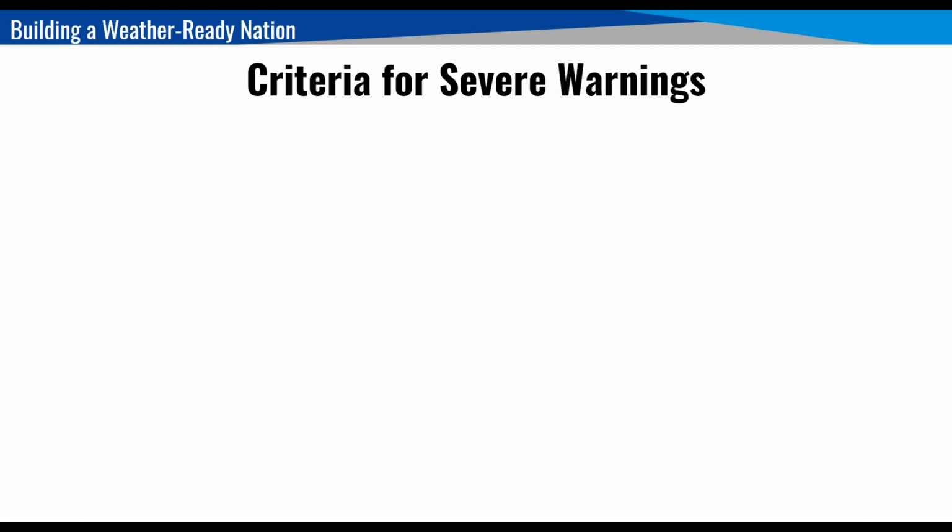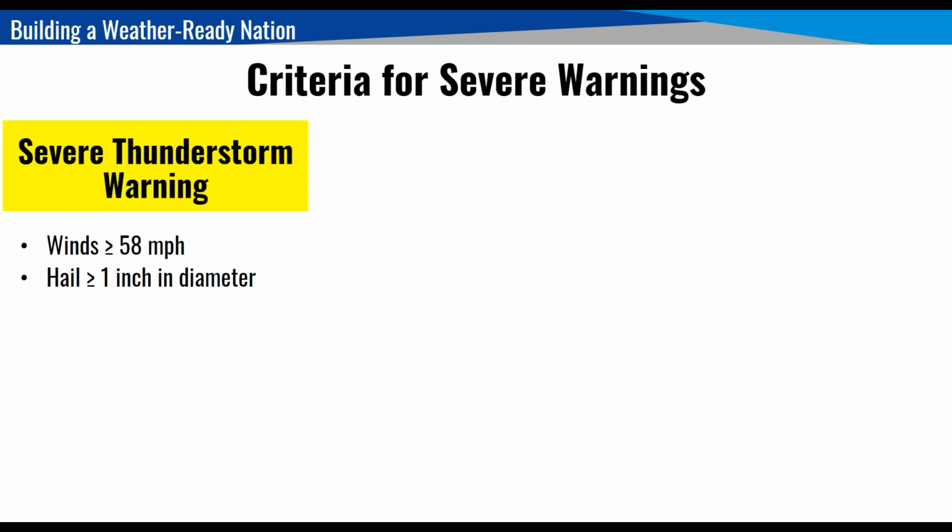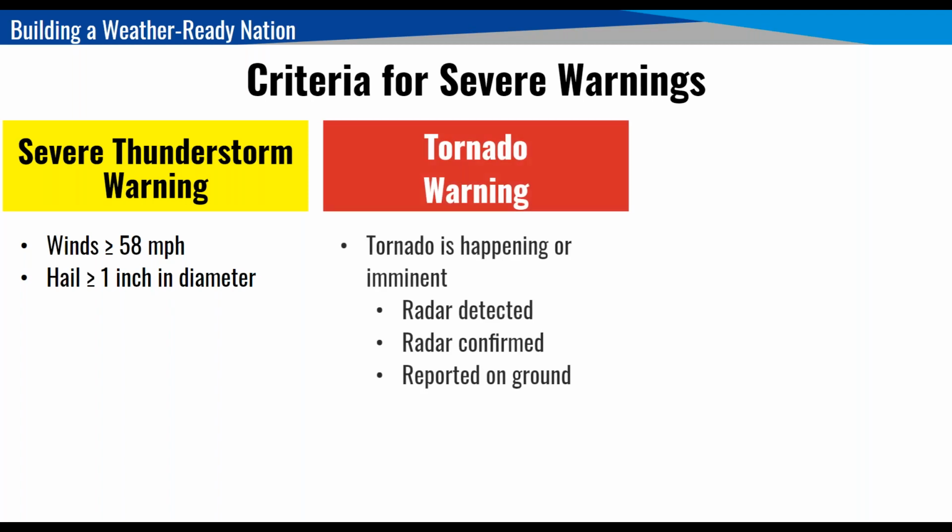So now that I have shown you what actions are best taken for watches versus warnings, I'm going to discuss the different criteria for different severe warnings. First, that being a severe thunderstorm warning. At the National Weather Service, we issue severe thunderstorm warnings when winds are expected to be greater than or equal to 58 miles per hour, or hail greater than or equal to 1 inch in diameter.